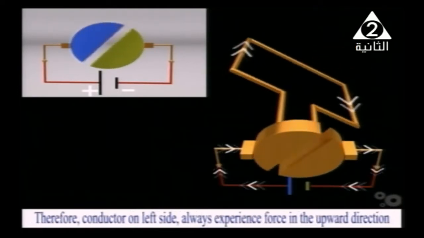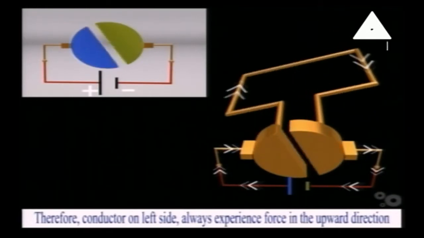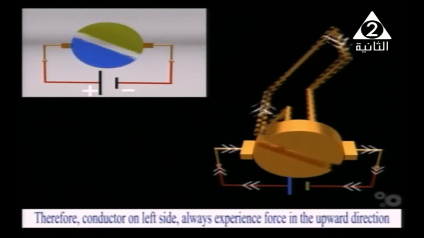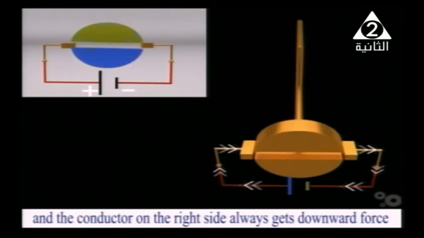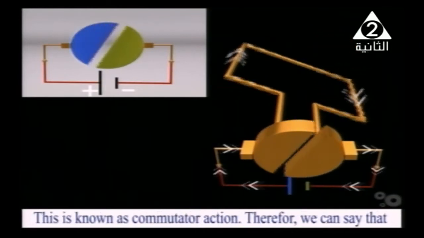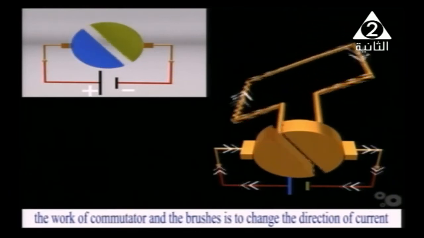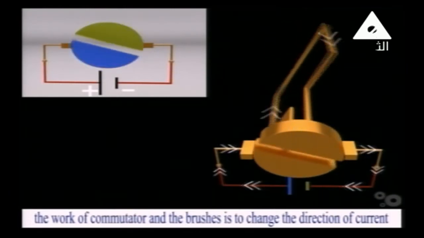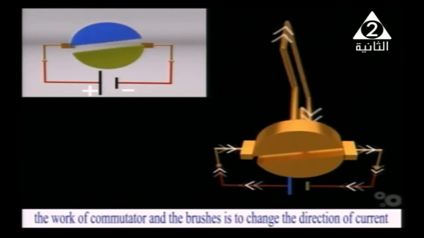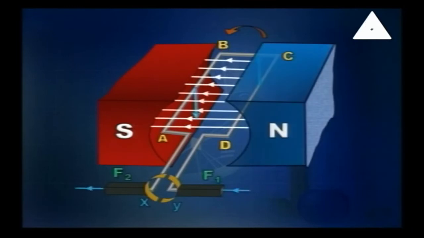When the coil just passes the vertical position, the two halves of the commutator switch over. The current therefore reverses in the coil, and consequently the directions of the forces on the sides of the coil are reversed. In this way the coil will move in one direction. It is shown in front of you right now how the two halves switch over.